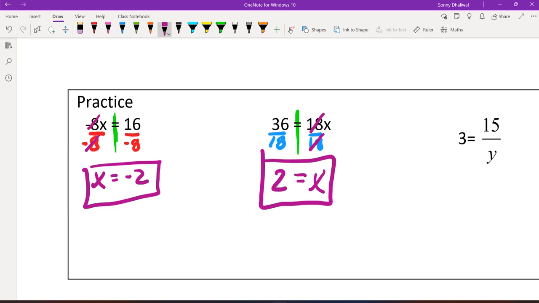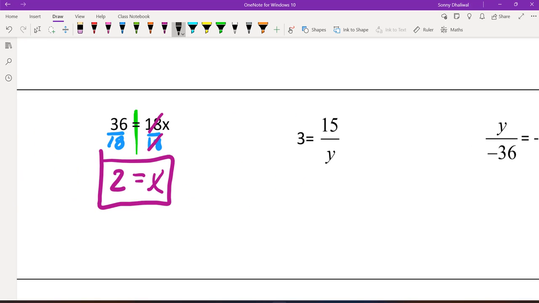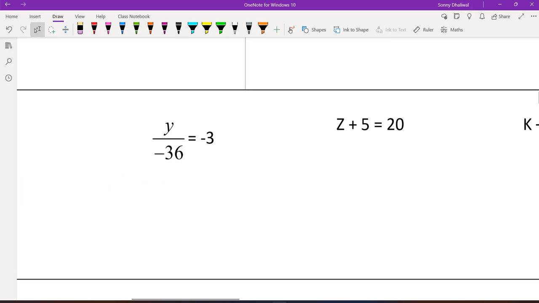Now, on the previous question, we had x equal to negative 2. And over here, I have 2 equals x. That means the same thing. It doesn't matter what side the letter is on. The value of x is 2. All right. We are going to skip this one. That one's a little trickier.